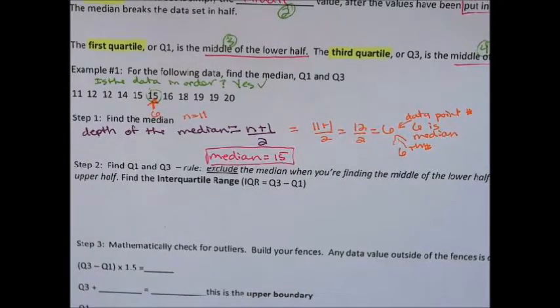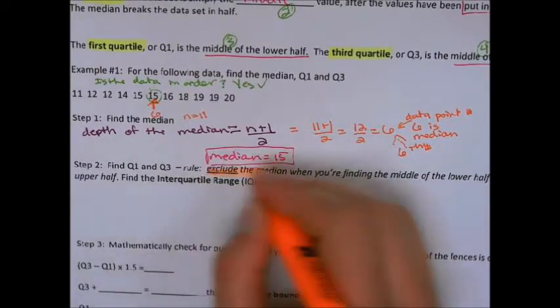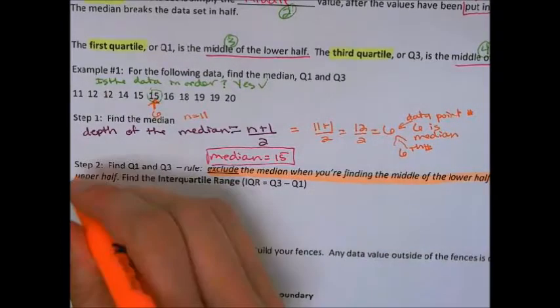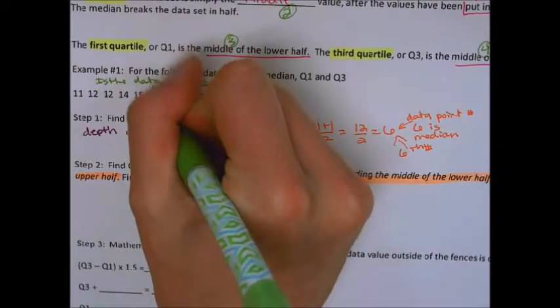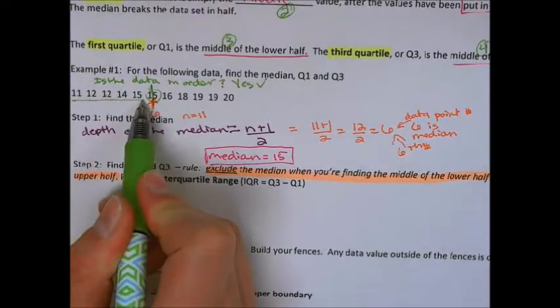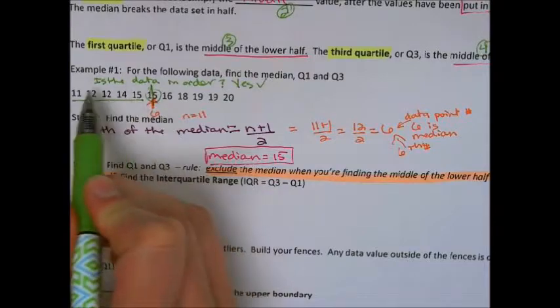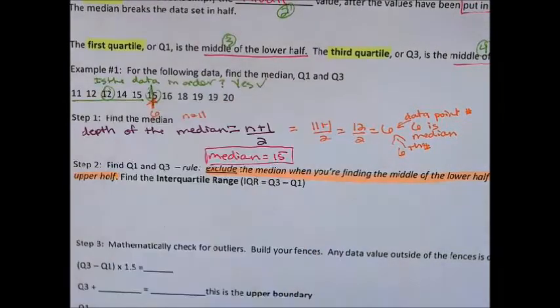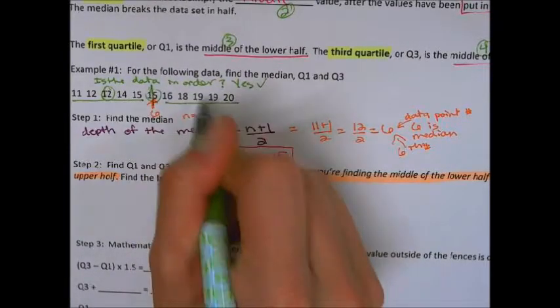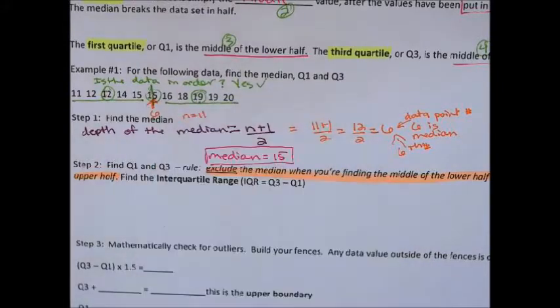Okay, step 2, we're going to find Q1 and Q3. Make sure we note this. Exclude the median when you're finding the middle of the lower half and upper half. So, we're drawing a line here. We don't include this. What is the middle of these 5? Well, let's count it. 1, 2. Our middle is 12. Then I look at the next 5. Our middle is 19.